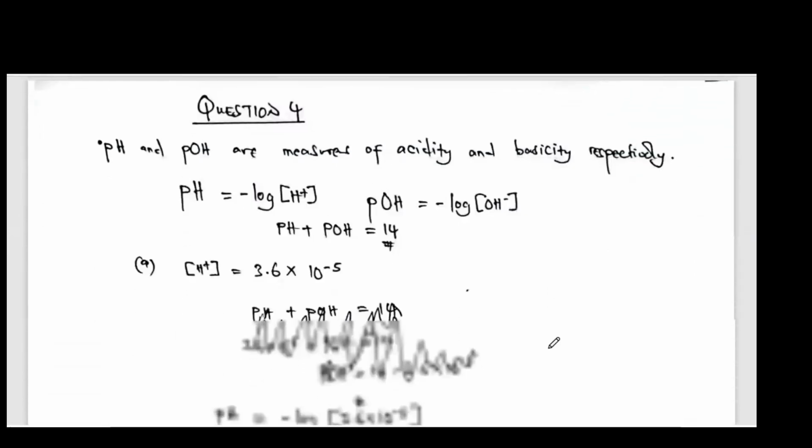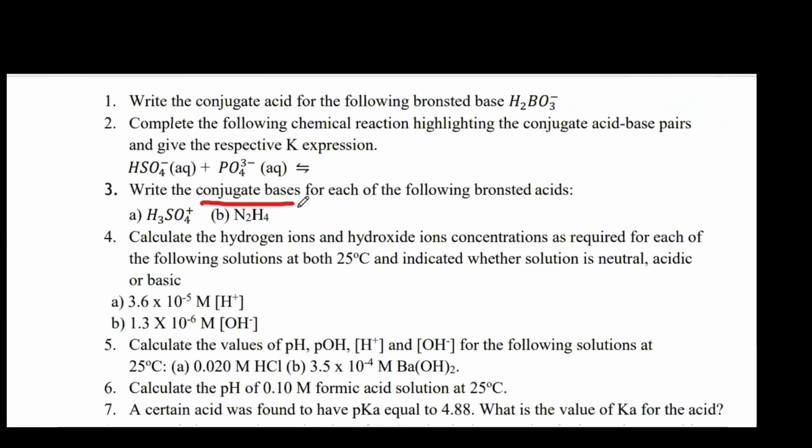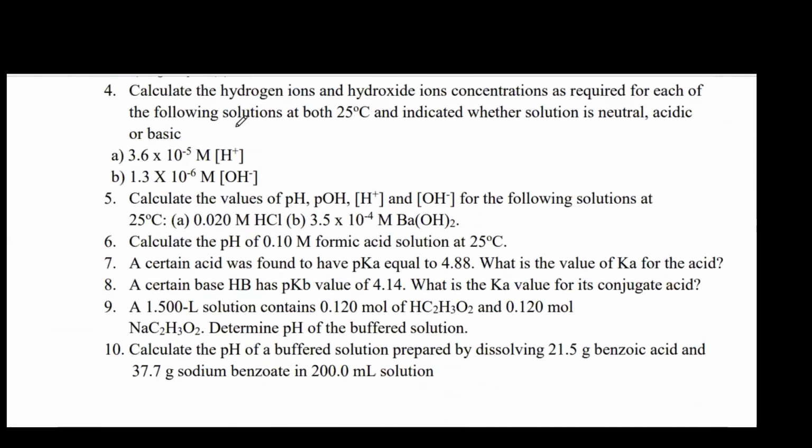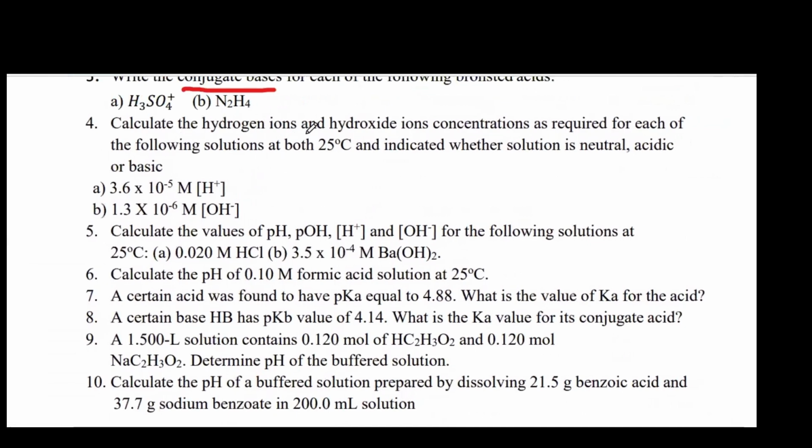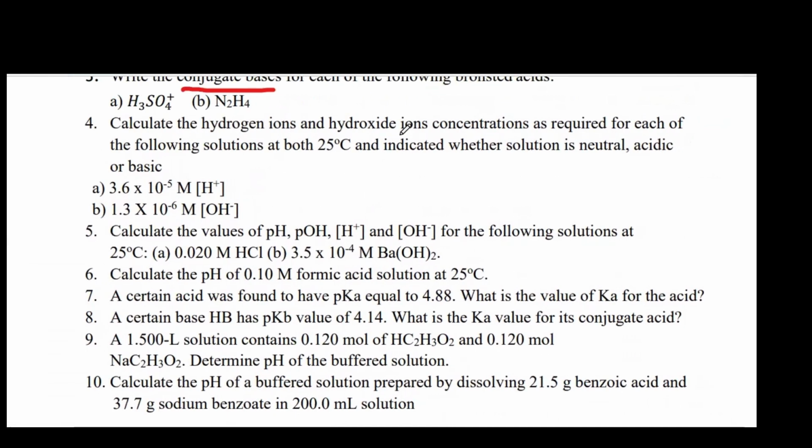Okay, we go to question 4 now. Let's read question 4. So question 4, what are they saying? They're saying calculate the hydrogen ion and hydroxide ion concentration as required for each of the following solutions at 25 degrees Celsius, and indicate whether the solution is neutral, acidic, or basic. So we have A and we have B. Here I've been given the concentration of hydrogen ions, then they have been given the concentration of hydroxide ions. So let's calculate and see.